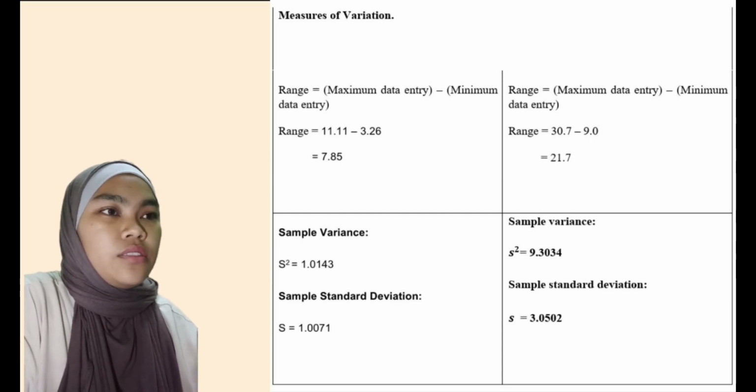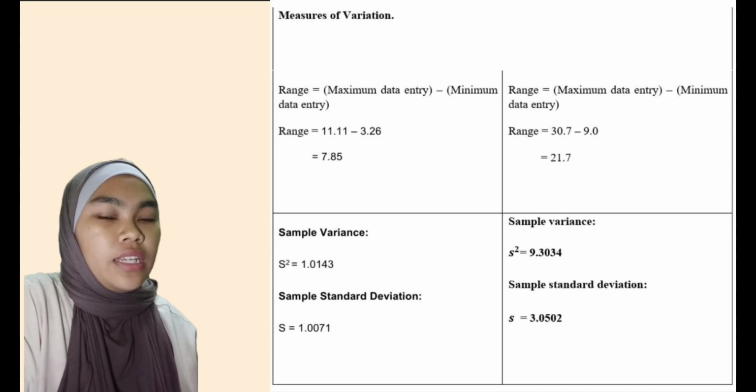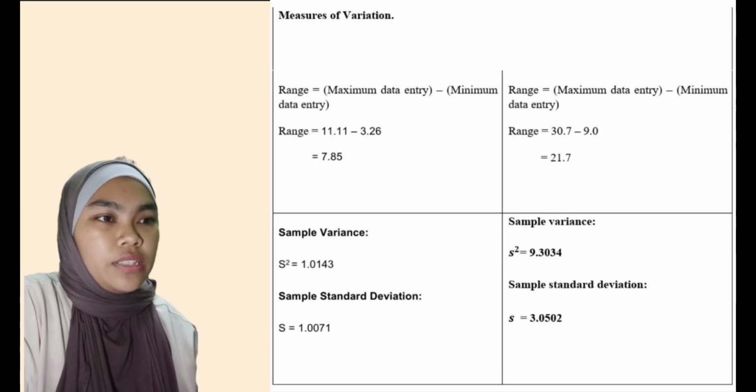For measure of variation, the calculation of range is first maximum data entry minus minimum data entry. For liter per hundred, the range is 11.11 minus 3.26. So the calculation is 7.85. For the travel distance, the range is 30.7 minus 9.0. So the calculation is 21.7.